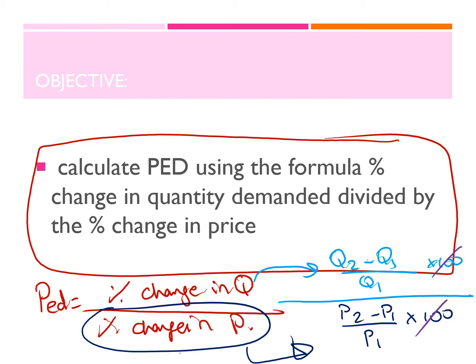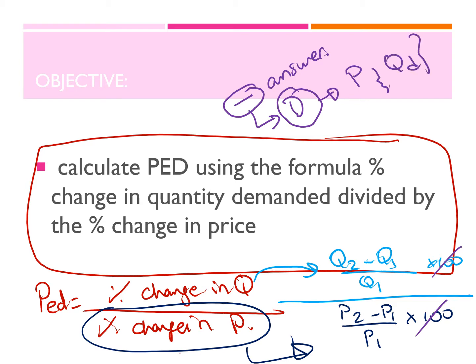You would always get a negative answer. Why? Because this negative proves to us that the demand curve is a negative sloping curve, which proves the indirect relationship between price and quantity demanded. These have an indirect or an inverse relationship. This is why I get a negative answer, but I will always ignore it.